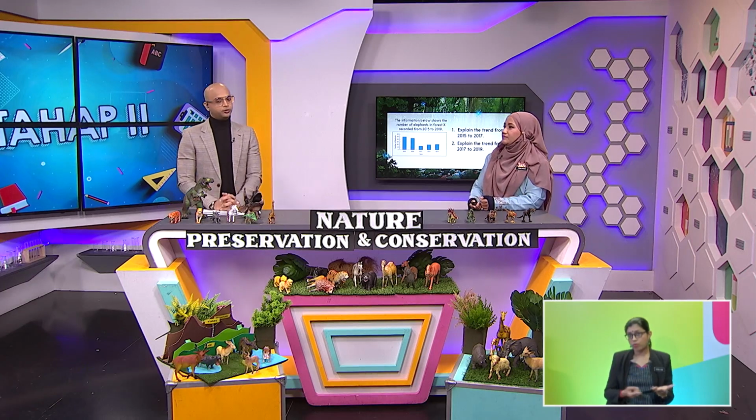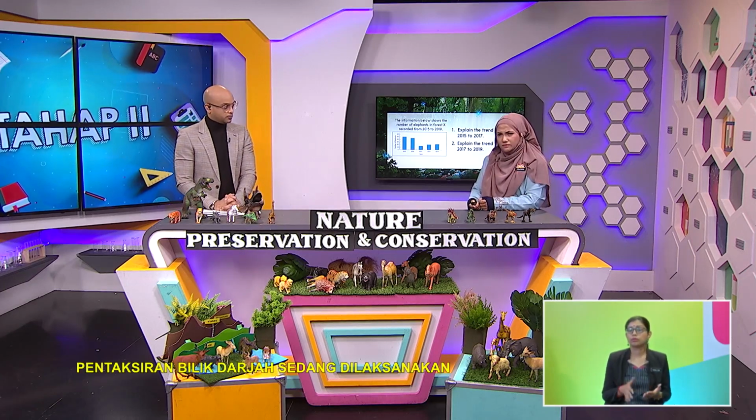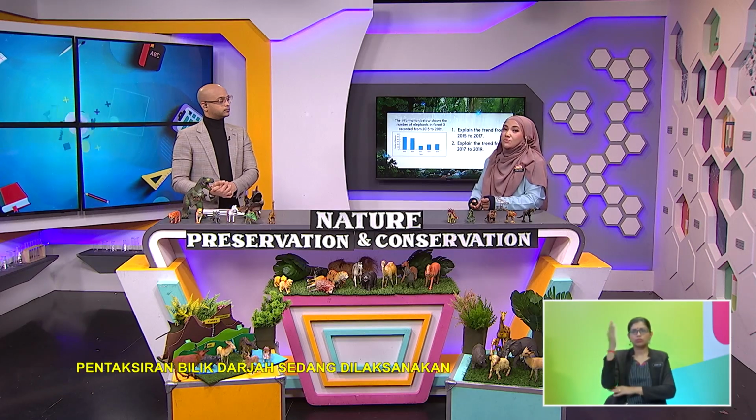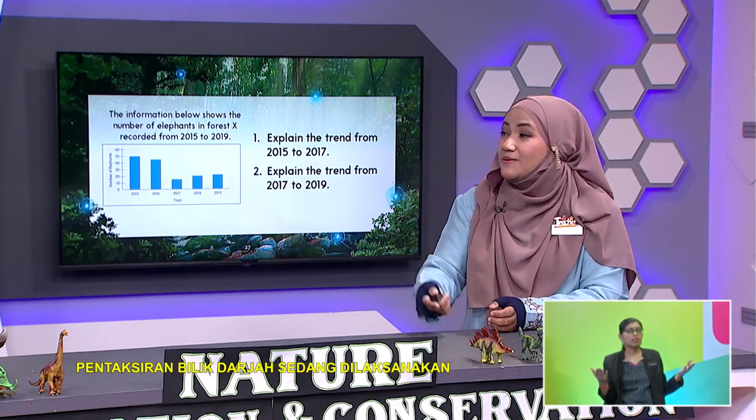Why do you think the number of elephants decreased from 2015 to 2017? Maybe for a few reasons. Number one, maybe excessive logging. So maybe their habitats were ruined, so they are unable to live properly. For example, if we lose our home, where are we going to live? It will affect our lives. So I think it's the same for these elephants due to excessive logging. Yes, loss of habitat. Sometimes they will not survive, or sometimes they just move to other places.